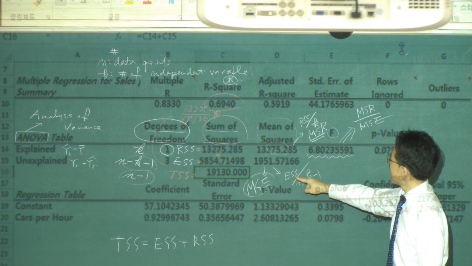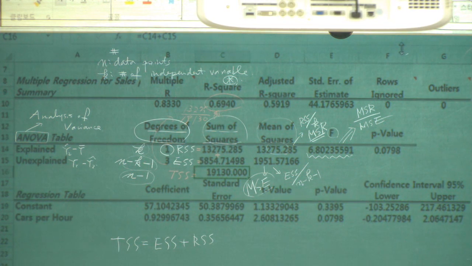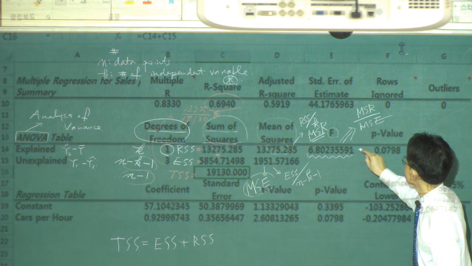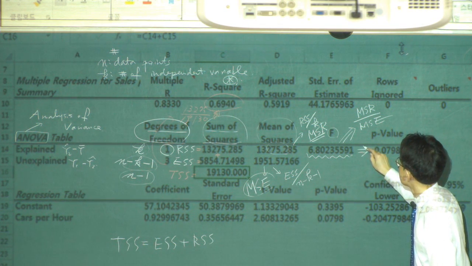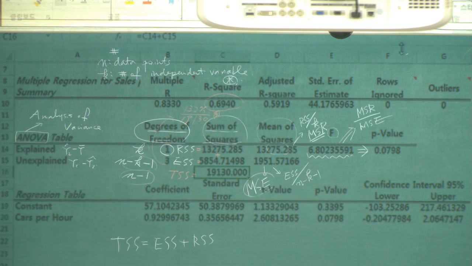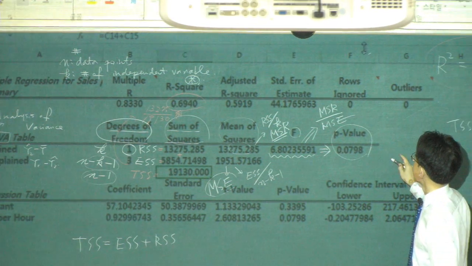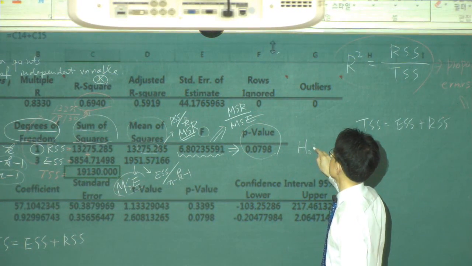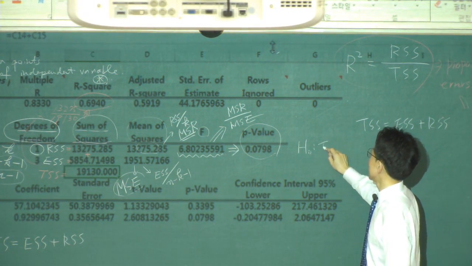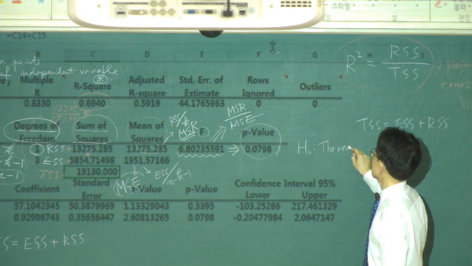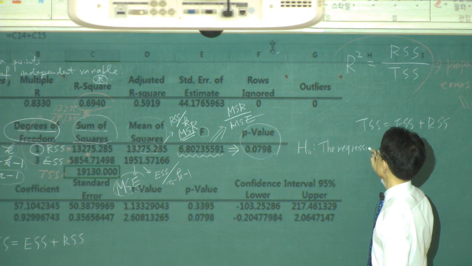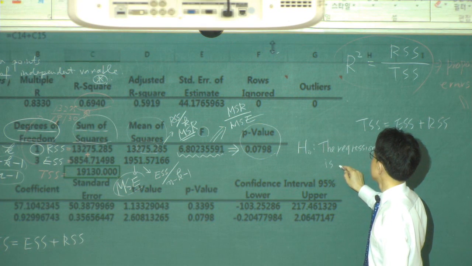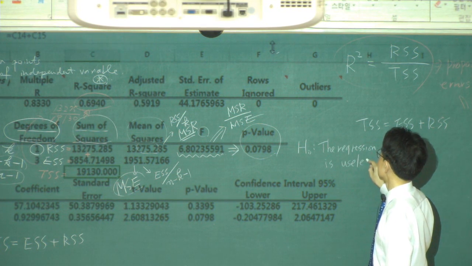MSR divided by MSE. And using this number and some F distribution, you will calculate the p-value here. And we already said that the null hypothesis in this case is that the regression model, the regression, is useless, for example.